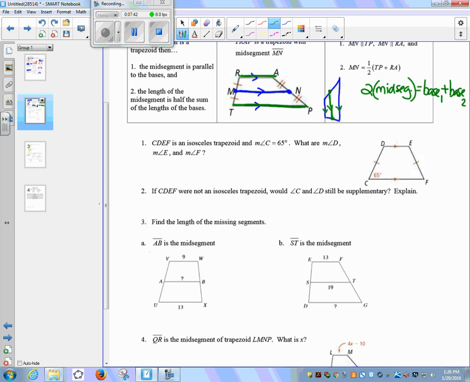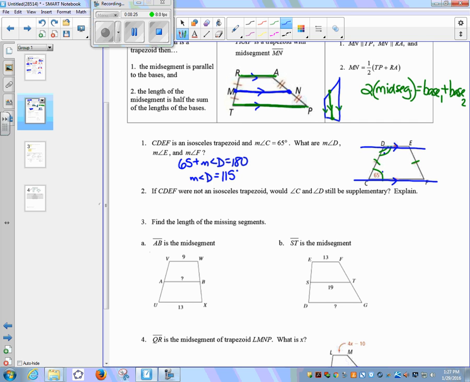isosceles trapezoid. You can see that these are marked congruent. And the measure of angle C is 65. What's the measure of angle D? Well, if this is a trapezoid, that means the top and the bottom, in other words, the two bases, are parallel. Therefore, these two angles in question are same side interior angles, so they're going to be supplementary. So 65 plus the measure of angle D equals 180, and the measure of angle D equals 115.